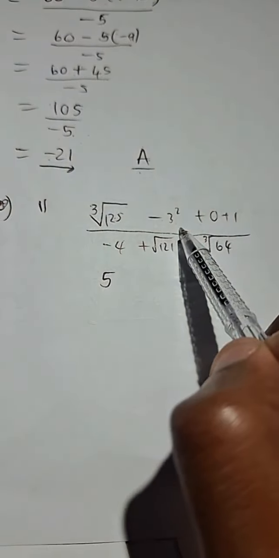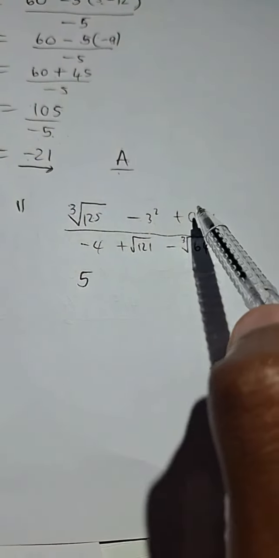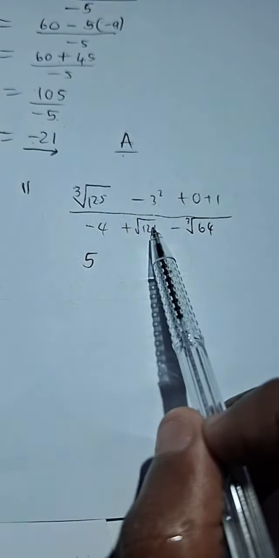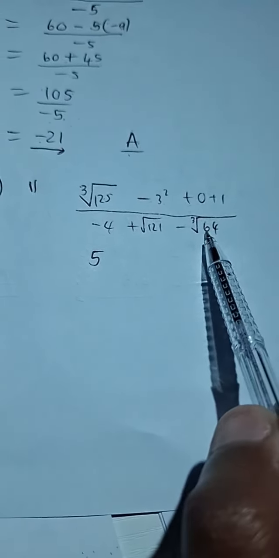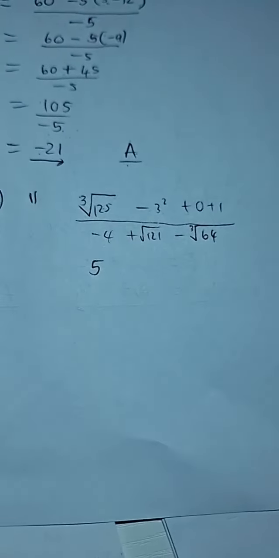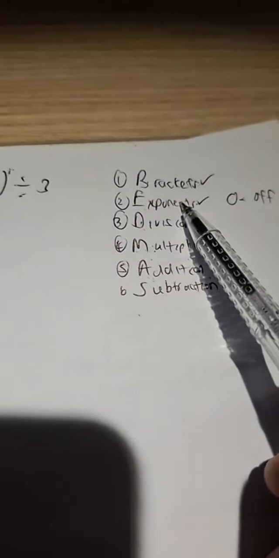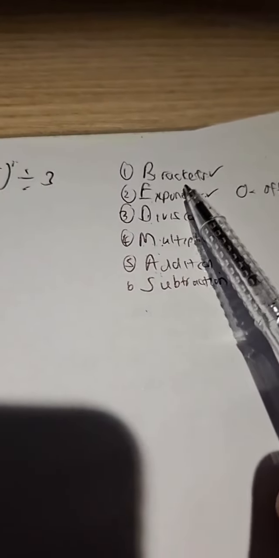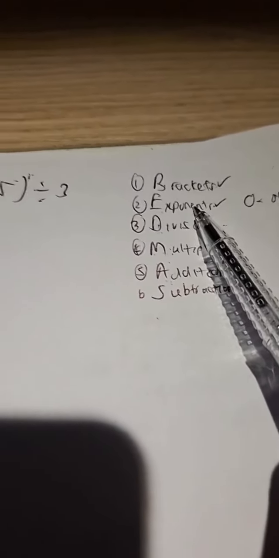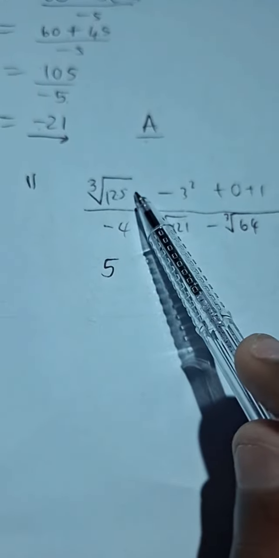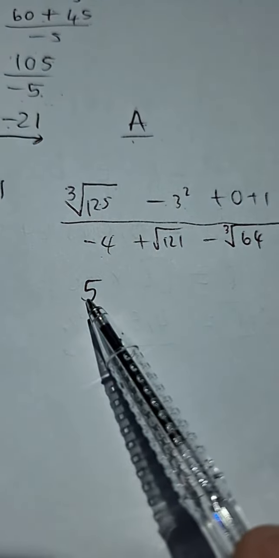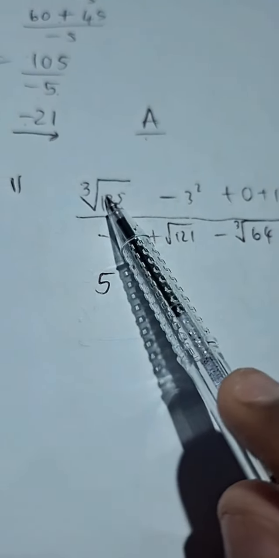Minus 3 squared, that's another term alone, plus 0, that's another term alone, plus 1, that's another term alone, over negative 4 is a term alone, plus square root of 121 is a term alone, minus cube root of 64 is a term alone. So brackets, there are no brackets. So immediately we apply exponents. Now under exponents, there are roots as well. Our roots also qualify as exponents. So 5 is the answer for the cube root of 125.